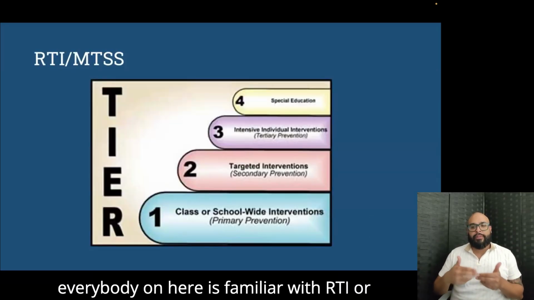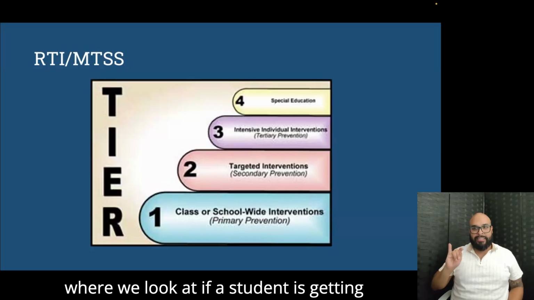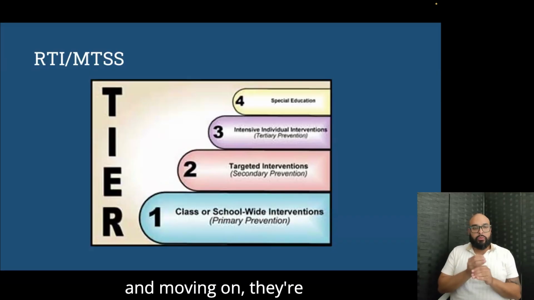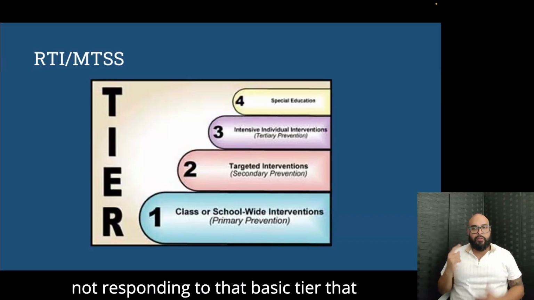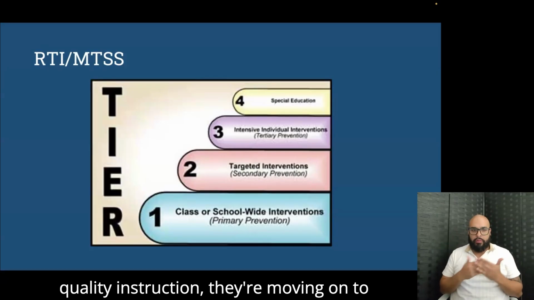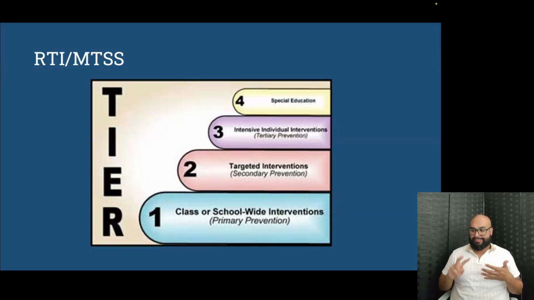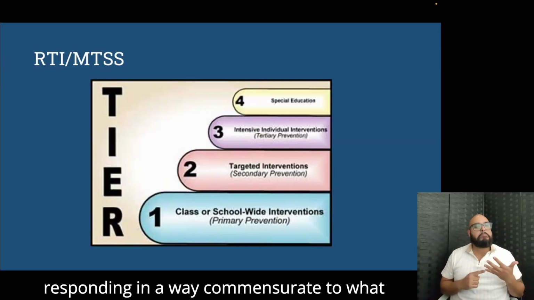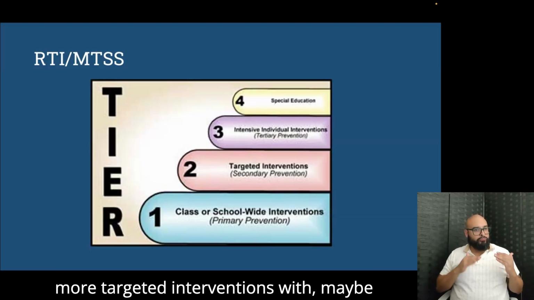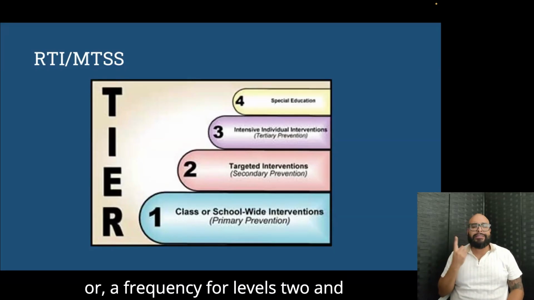All right, I think probably everybody on here is familiar with RTI or MTSS as being a process where we look at if a student is getting high quality instruction at level 1, and if they're not responding to that basic tier that everybody gets of evidence-based high quality instruction, they're moving on to tier 2 and then on to tier 3. If level 1 is not being effective for them, if they're not responding in a way commensurate to what their peers are doing, we move them to more targeted interventions with maybe an increase in intensity or frequency, for levels 2 and 3.